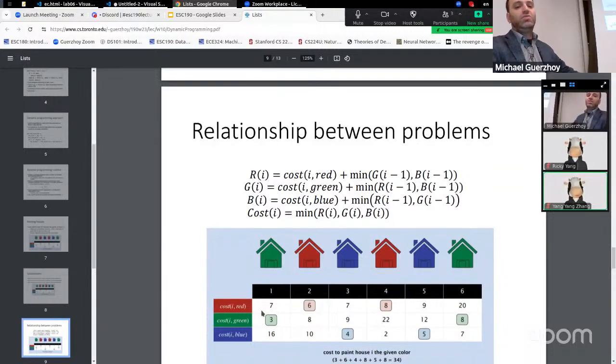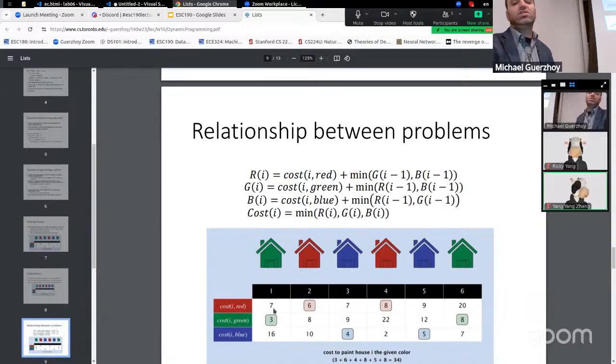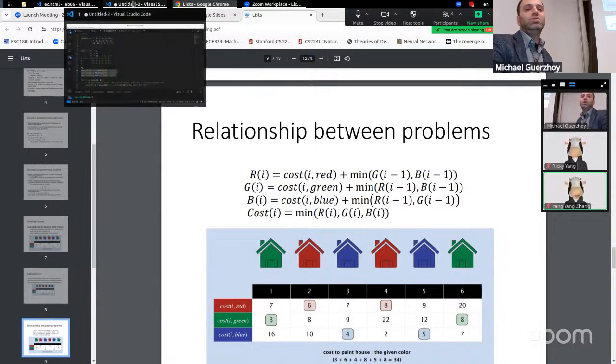So what is the RGB thing? It's the cost of painting everything up to house I. If you're only painting the first house, then the cost of painting everything up to the first house is the same as just the cost of painting that house. There's nothing to the left of it. Right? So for that reason, the cost initially is just 7, 3, 16. Right? So then we move on to the next one.